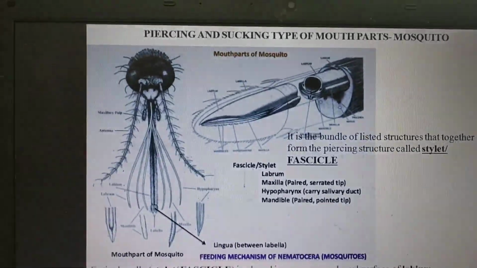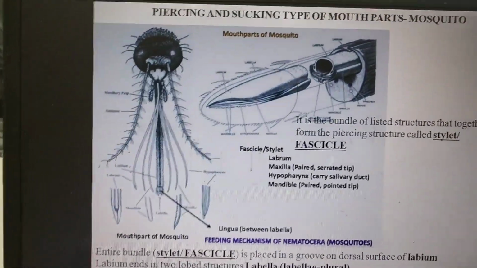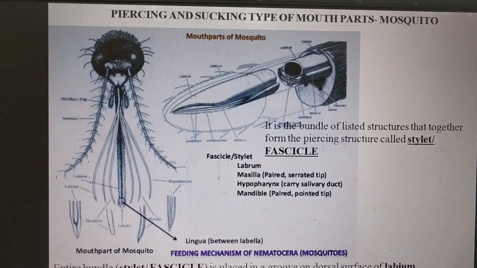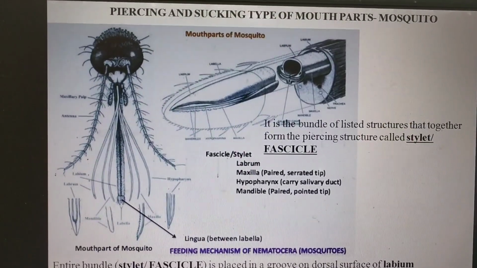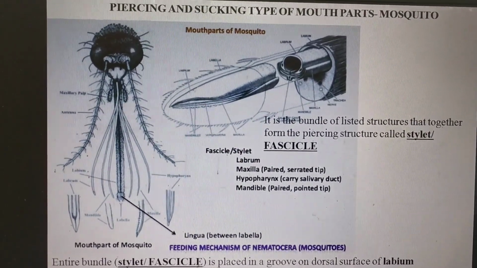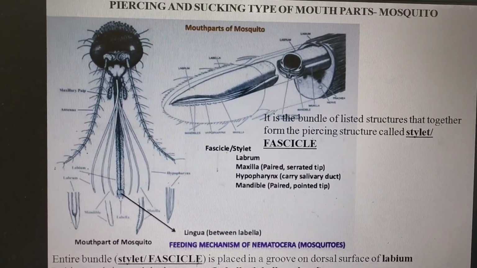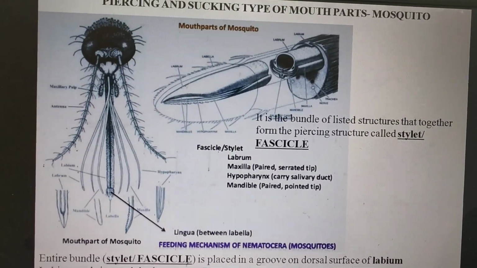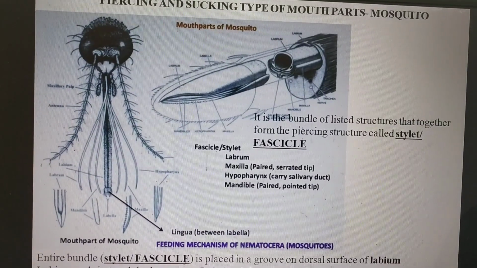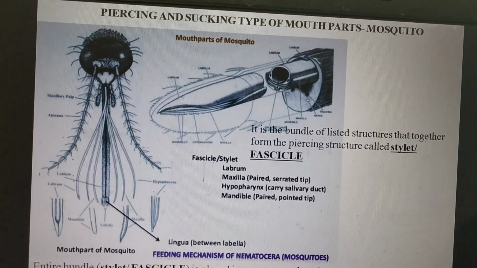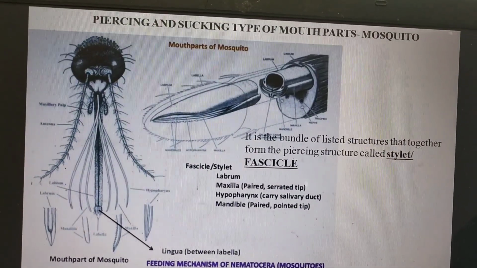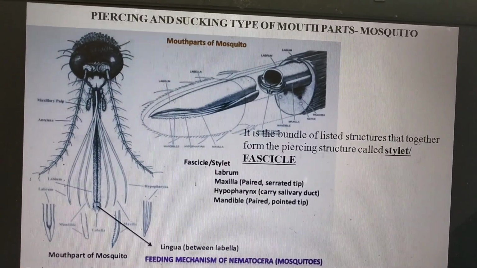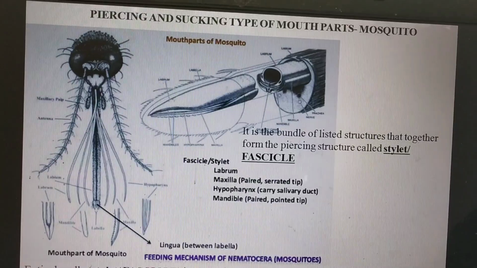Now let us come to the second type of mouth part, that is the piercing and sucking type. This type of mouth part is mainly found in insects which generally pierce the tissues, the skin of the host, and suck the body fluid or the blood. In the piercing and sucking type, the mouth parts that you had seen, the labrum and the labium, the mandibles, the maxillae, the palps, are all modified to pierce the skin and damage the capillaries under the skin, which creates a pool of blood.